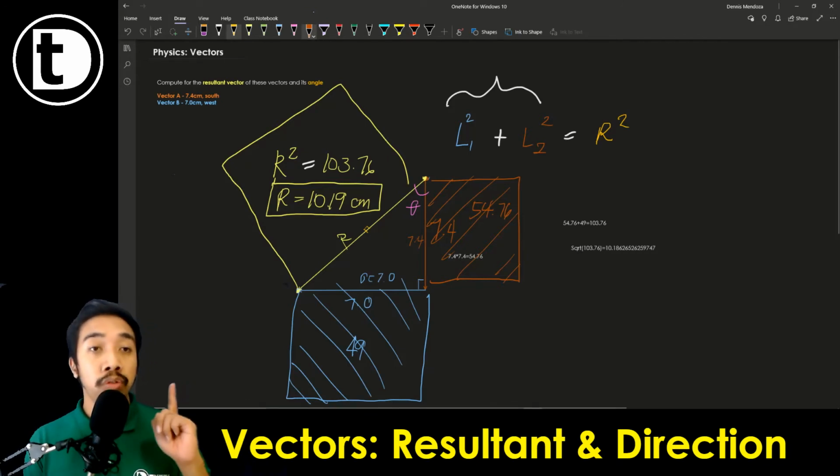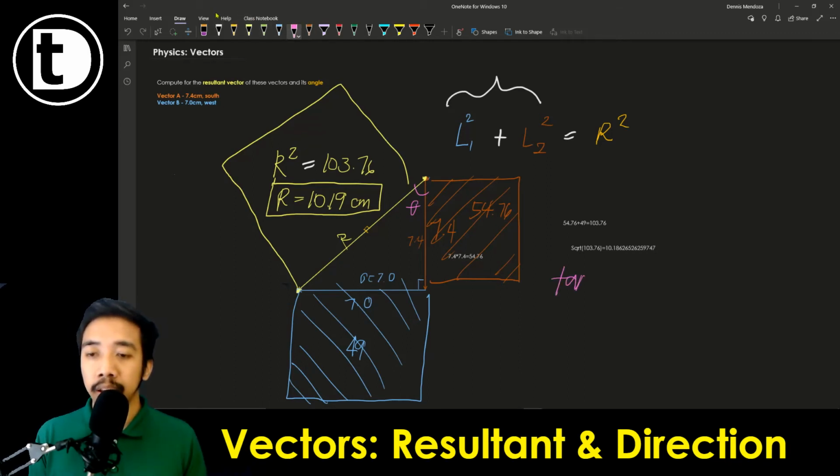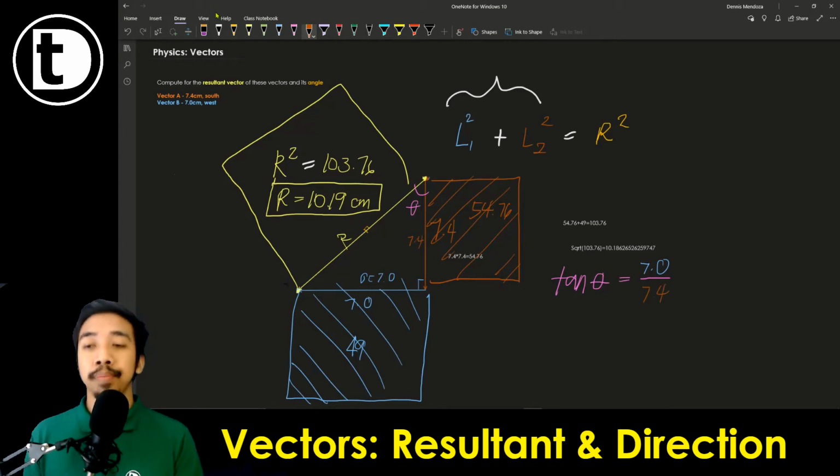Okay? So we can use the tan function for this. So let's use tan theta. Using this function, we know that our opposite is 7.0, so the numerator will be 7. Let's make this blue so that you can easily identify it. And then the brown is 7.4. That is our adjacent, and that is our vector A. So vector B on top, vector A below.